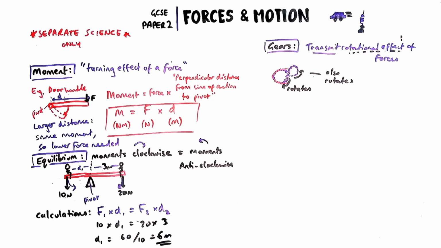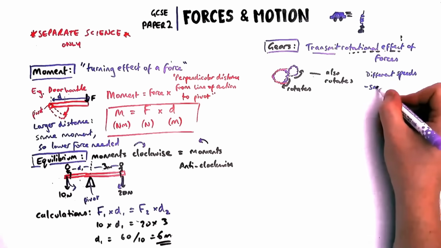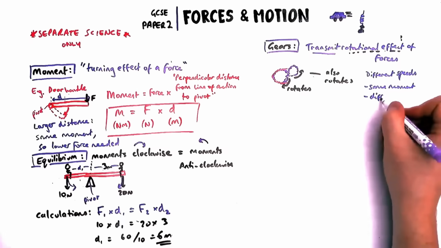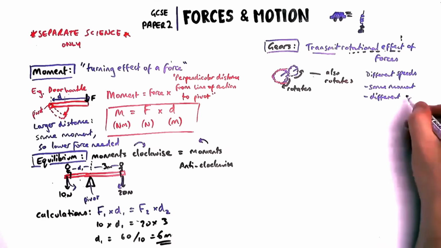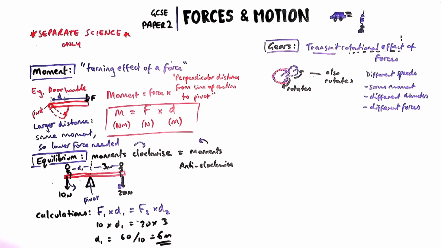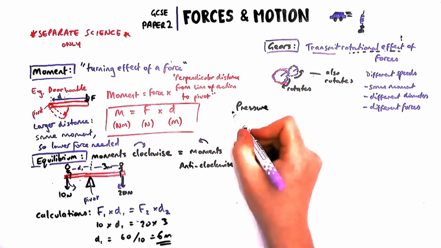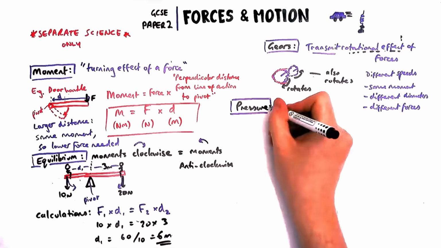Now, for them to travel at different speeds, that's because they would exert the same moment on each other, but because gears have to be different sizes, and that's the whole point of them, they're going to have different diameters. Because they have different diameters, that means they have different distances, which, as we discussed earlier, means the force will be different on each one. That's why they can turn at different speeds and different rates, and apply different forces to a bike, for example, when going uphill.